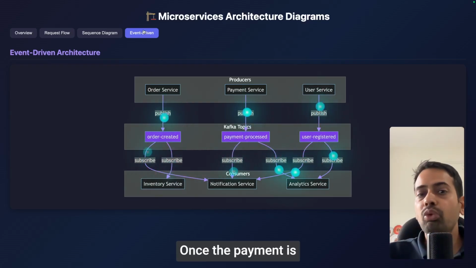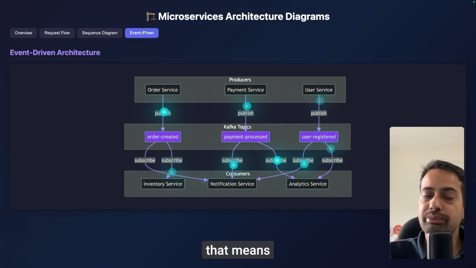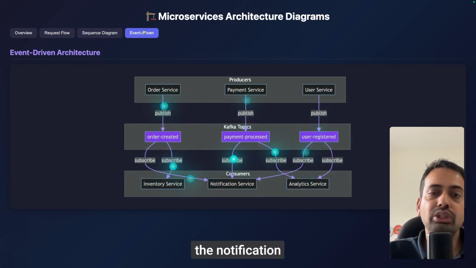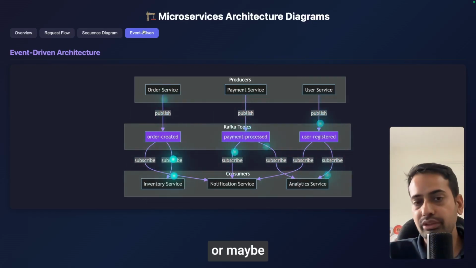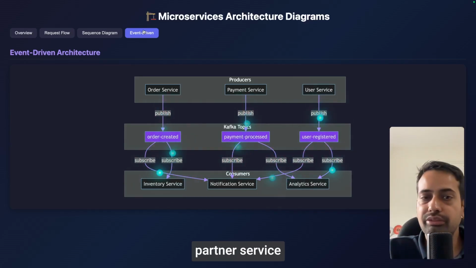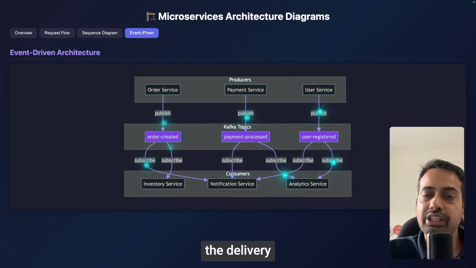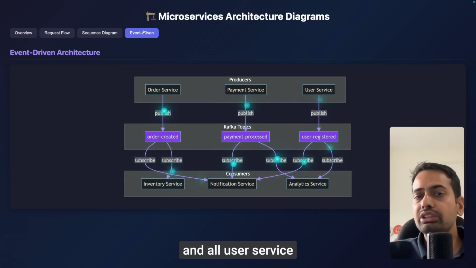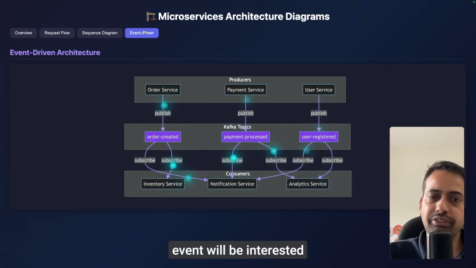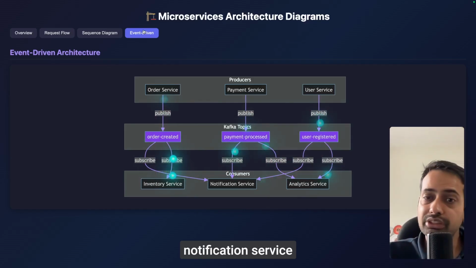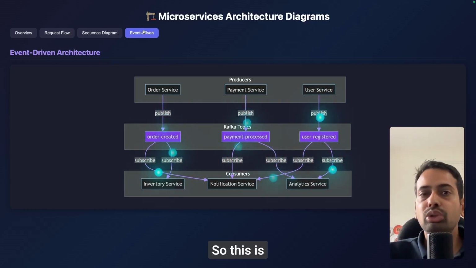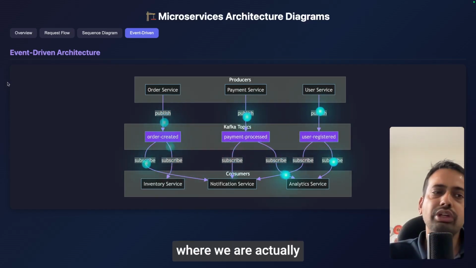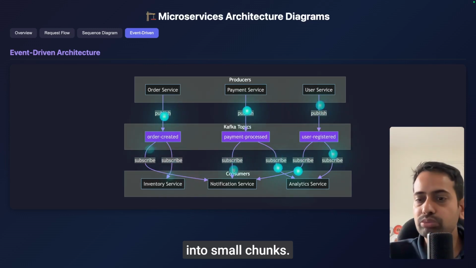Once the payment has been processed, the consumers for that will be the notification and analytics services, or maybe the delivery partner service, which will initiate the delivery of that order and assign the delivery partner. For the user registered event, the notification service and analytics service will be interested. So this is overall microservices, where we are splitting things into small chunks.